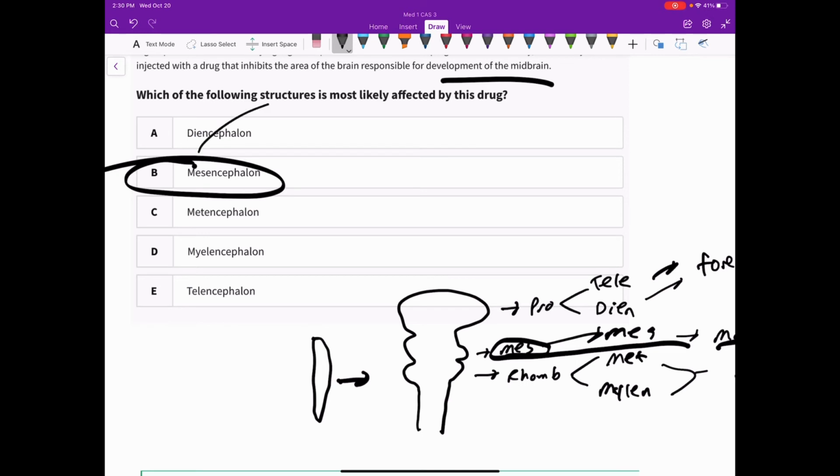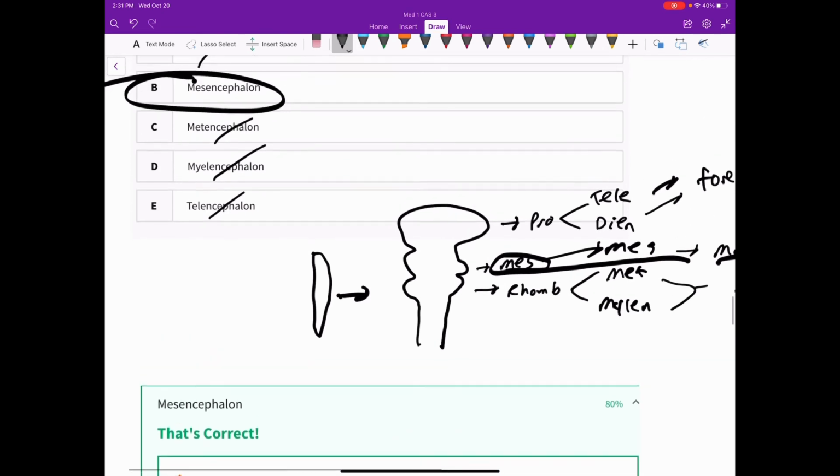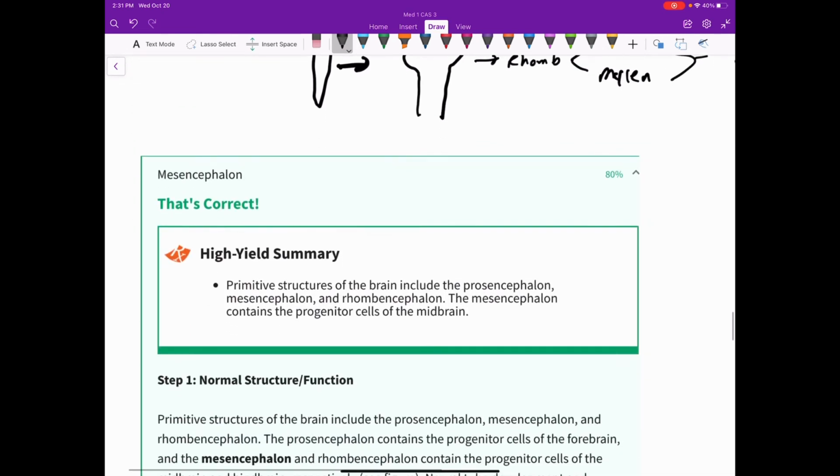Diencephalon? No, that comes from the prosencephalon. Metencephalon? No, that comes from the rhombencephalon. Myelencephalon? No, that comes from the rhombencephalon too. Telencephalon? No, this comes from the prosencephalon. So the answer's got to be B. Let's see. Yes, that is correct.